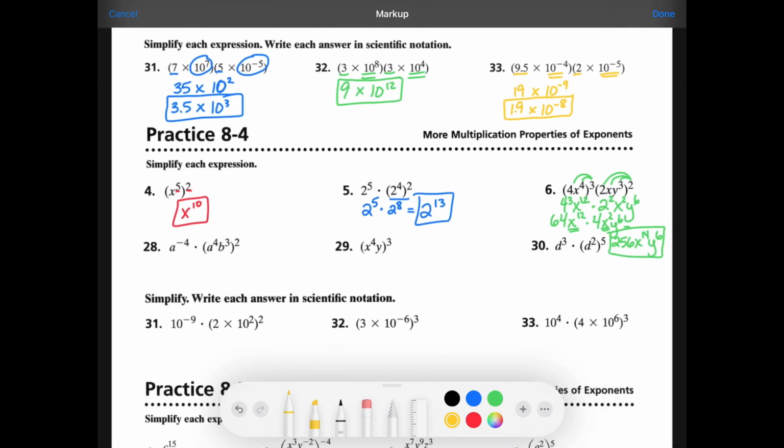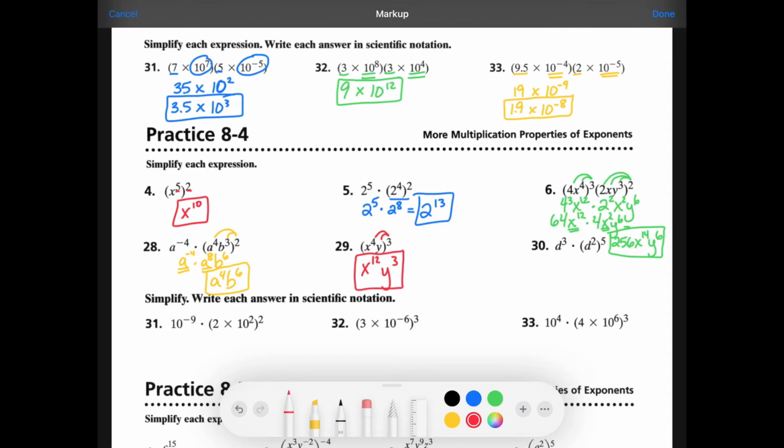All right, we'll do the power to a power stuff first over here. So we'll give the 2 to both of them, a to the 8th, b to the 6th, times a to the negative 4th. We can add the a stuff now. Negative 4 plus 8 is 4, and then we have b to the 6th. 29, it's pretty easy. Just give the 3 to both of them. So x to the 12th, y to the 3rd.